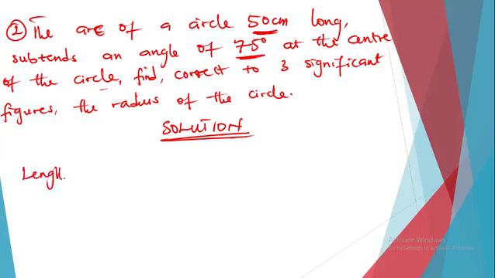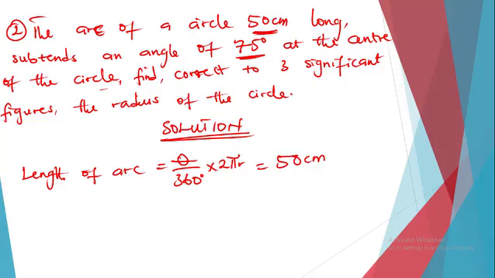The length of an arc. Length of arc is equal to what? Theta over 360 degree times 2 pi r, right? And we are told that this is equal to what? 50 cm from the question. The arc is what? 50 cm long. So this is equal to this. And if that is the case, we then need to substitute the value of theta and the value of pi to get the value of r.